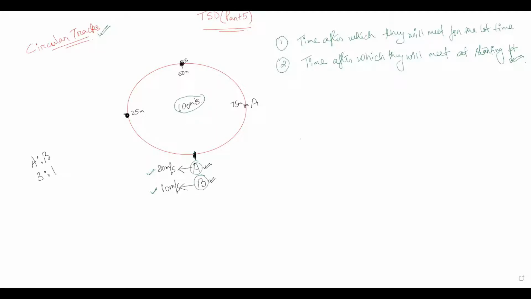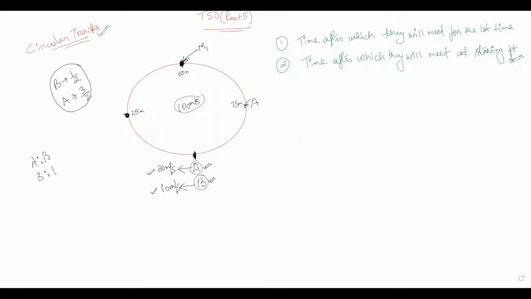So can we say that this would be the first meeting point, and I'm denoting it with M1, that is the first meeting point. So in this first meeting point, I can see that B covers half of the circular track, whereas A has covered 1.5, that is 3/2 of the circular track.